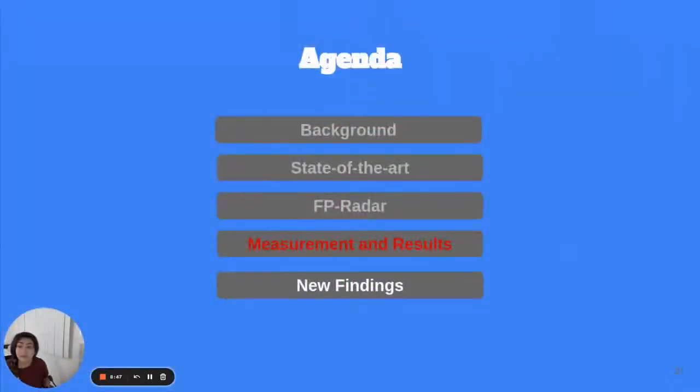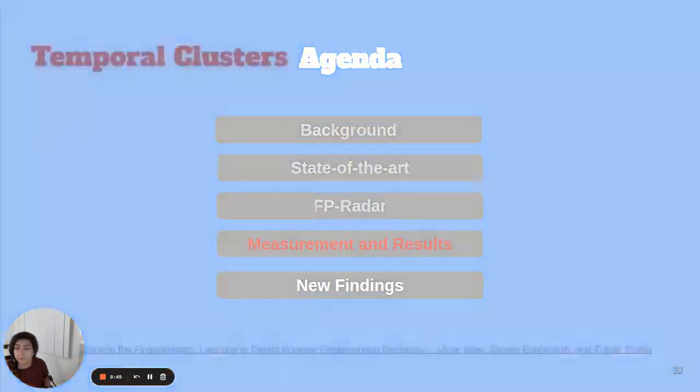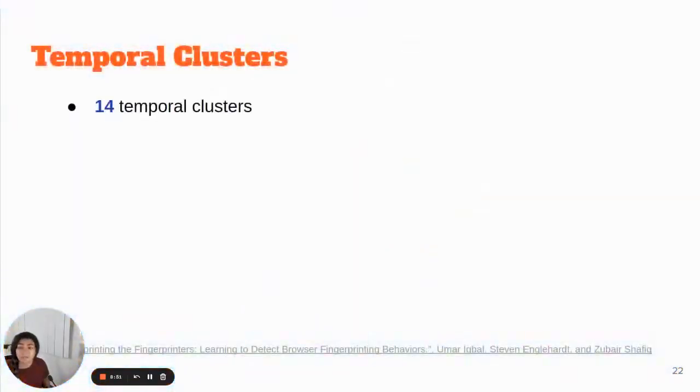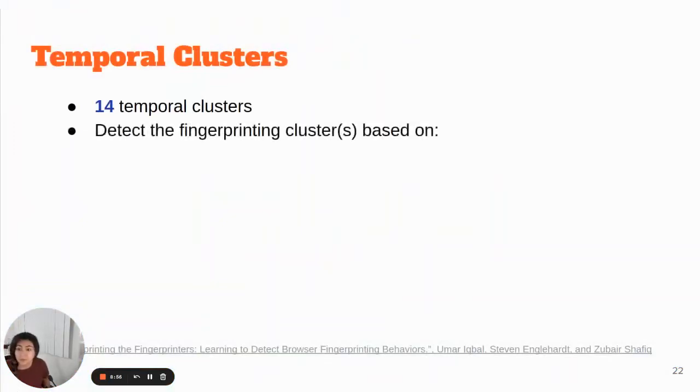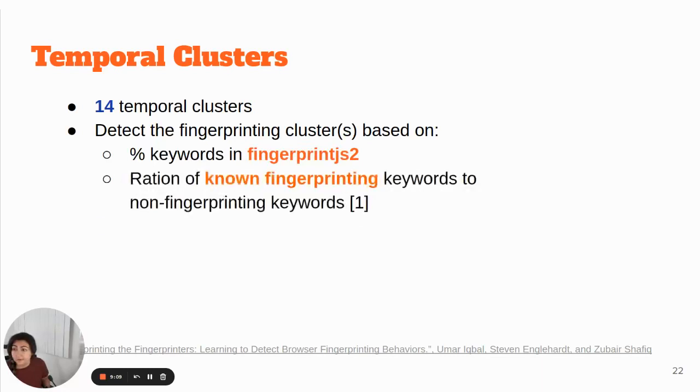Now let's take a look at our measurements and results. In total, we extract 14 temporal clusters, and then we try to detect fingerprinting clusters based on the percentage of API keywords that are used in the open source Fingerprint.js tool library, and also the fraction of API keywords that appear in fingerprinting scripts to non-fingerprinting scripts.